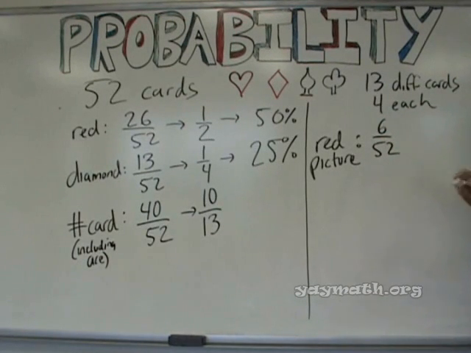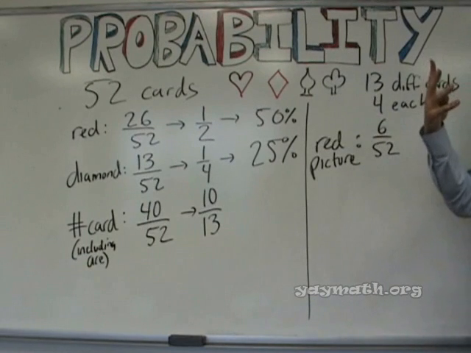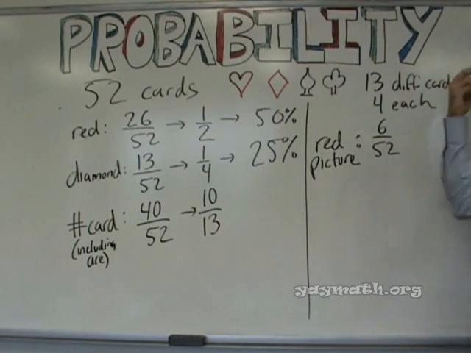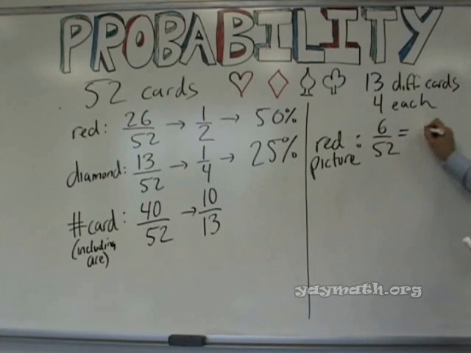Okay, how many jacks are there total? 4. Face cards, including the ace? How many red jacks? 2. 2 red jacks, 2 red queens, 2 red kings. So 6 out of 52. Is that what it is? 3 out of 26.